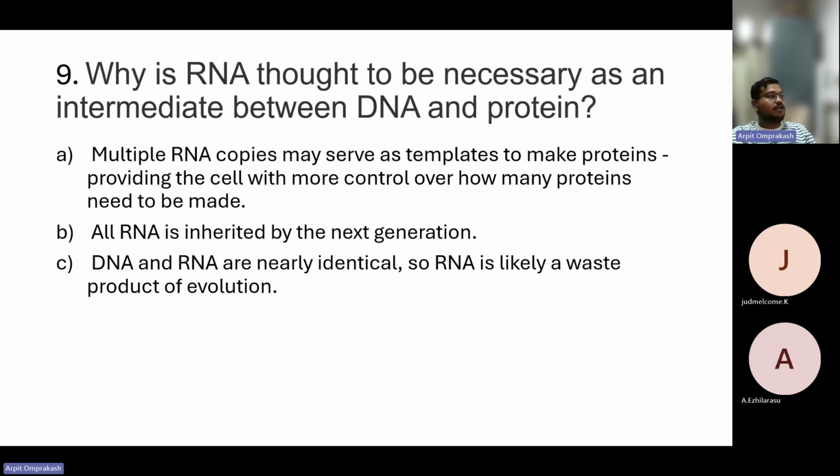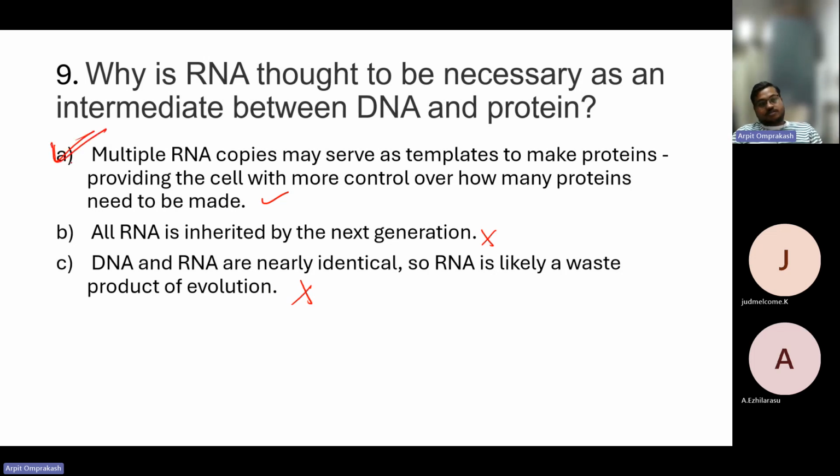Question number 9. Why is RNA thought to be necessary as an intermediate between DNA and protein? Option A, multiple RNA copies may serve as templates to make proteins, providing the cell with more control over how many proteins need to be made. That is true. All RNA is inherited by the next generation. This is false. DNA and RNA are nearly identical, so RNA is likely a waste product of evolution. This is also false. So the answer here is A.